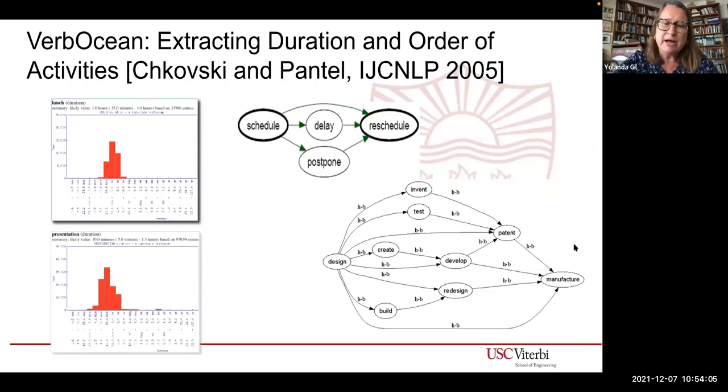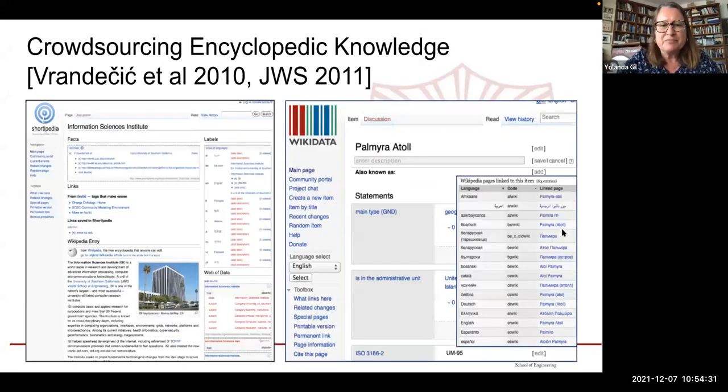We also worried about extracting duration and the ordering of activities. And not only did we do this from contributors, from volunteers, but also from text, so that we could predict that lunch meetings would last for an hour, how long presentations would last, and so on and so forth. And we started work on comparing what we got from volunteers with what we extracted from text. Next.